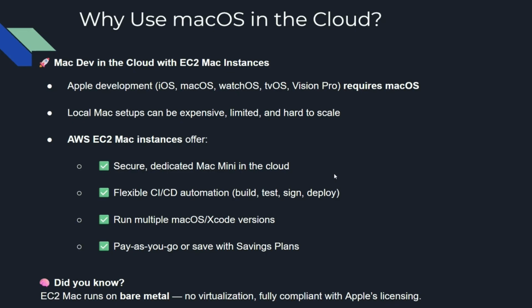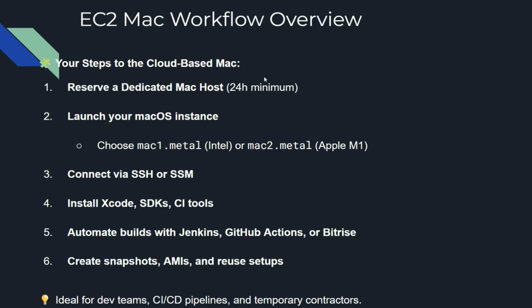It's unlike the traditional EC2s or VMs like Linux or Windows. Keep in mind that if you are provisioning a dedicated Mac host, you will have to pay for 24 hours minimum. When you launch your macOS instance, you could choose the basic one, Mac1 Metal or Mac2 Metal as well. You can connect via SSH or SSM, and you can perform the necessary SDK installation along with automating the build with Jenkins, GitHub Actions, or any of your favorite tools.